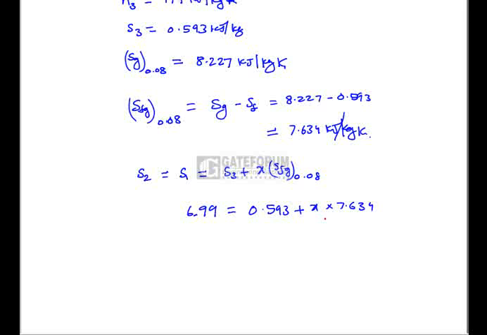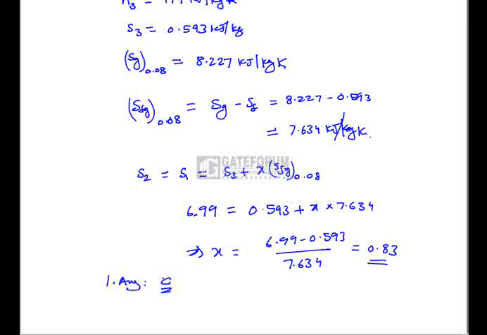7.634. So from this equation we can get X, that is (6.99 minus 0.593) divided by 7.634, which is equal to 0.83. So here the dryness fraction of the steam at the exit of the turbine is equal to 0.83. So this is the answer for the first question, and in the options the correct option is C. C is the right answer for the first question.